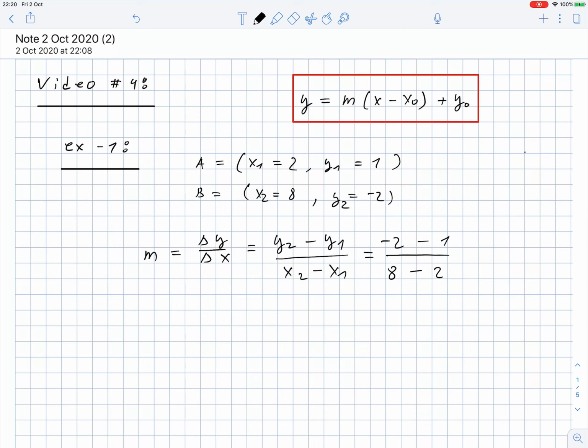Okay, let me check for errors. y2 is minus 2 minus 1. x2 is 8 minus x1 is 2. Okay, looks right. Minus 3 divided by minus 6, no, plus 6, I'm sorry, and we get minus a half. This is our slope.